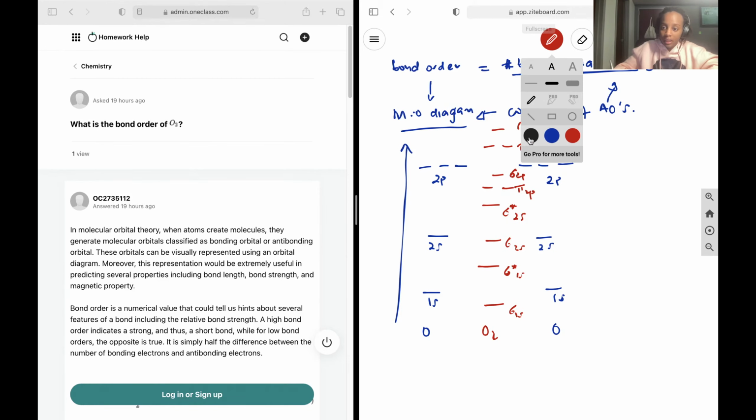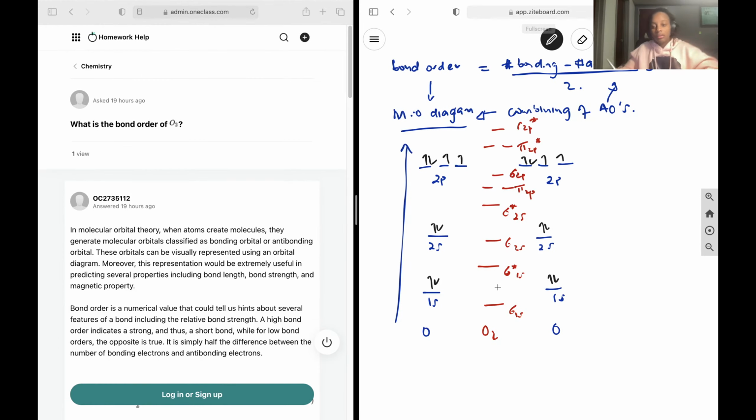And now we fill in the electrons. So we know oxygen has 8. So 2, 4, 6, 8, 4, 6, 8. Now we combine them. So we're going to get 2 here, 2 here, 2 here, 2 here. Next up, let's fill in the lowest one first. So that took up 4. That leaves us with 4 more. And that is going to look something like that.